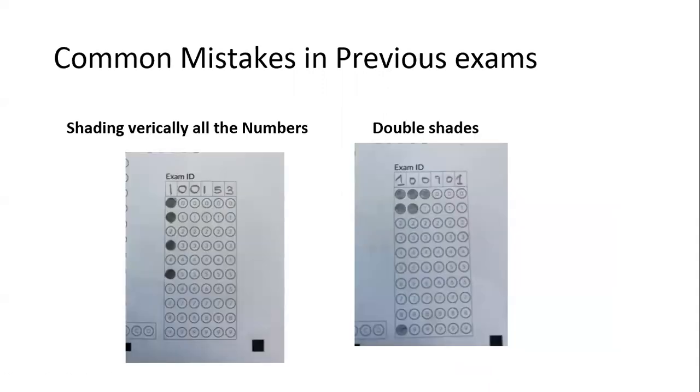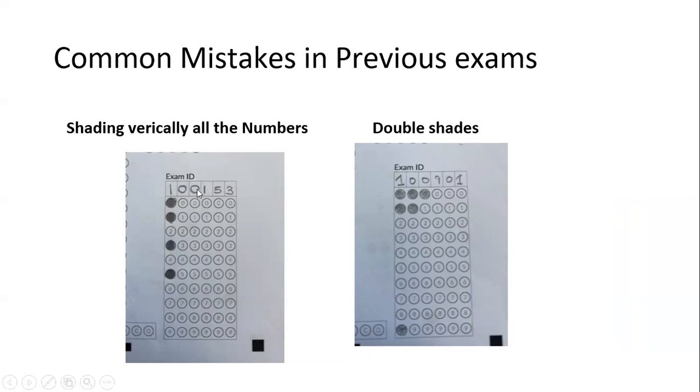So some of the mistakes that have happened previously, I took a few of them. So for example, this candidate's number was 100153, and instead of shading the exam ID vertically but horizontally correspondingly, this candidate was shading vertical. And okay, the numbers are like 0, 1 something, but they are not correct because this number is not 100153 according to the app.